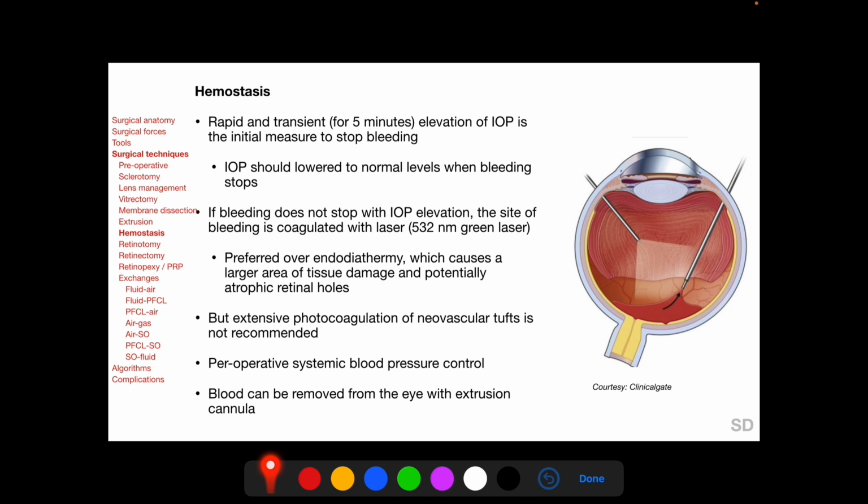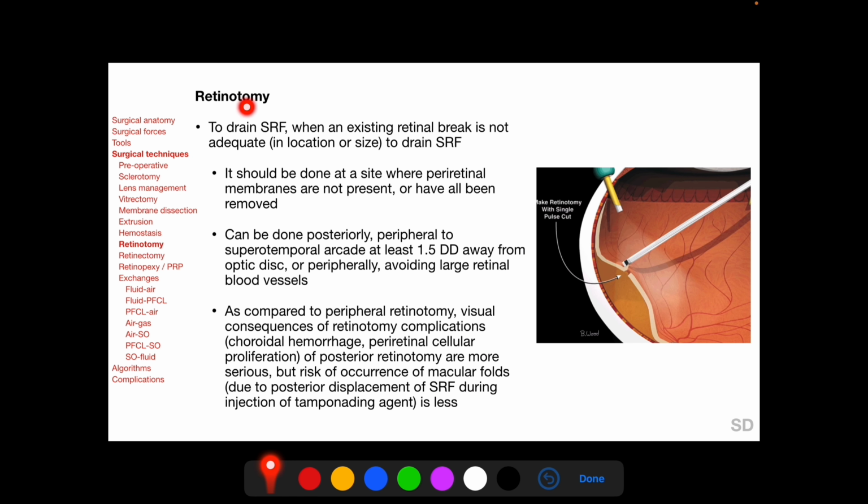Hemostasis to control intraoperative bleeding should be initially attempted by rapid and transient elevation of intraocular pressure, but if bleeding does not stop with this maneuver, the site of bleeding should be coagulated with laser, which is preferred over endodiathermy. Perioperative systemic blood pressure control is also important to control intraoperative bleeding, and existing blood in the intraocular environment can be removed with extrusion cannula. A retinotomy may need to be performed to drain subretinal fluid when an existing retinal break is not adequate for that purpose, or to access the subretinal space to remove subretinal membranes.